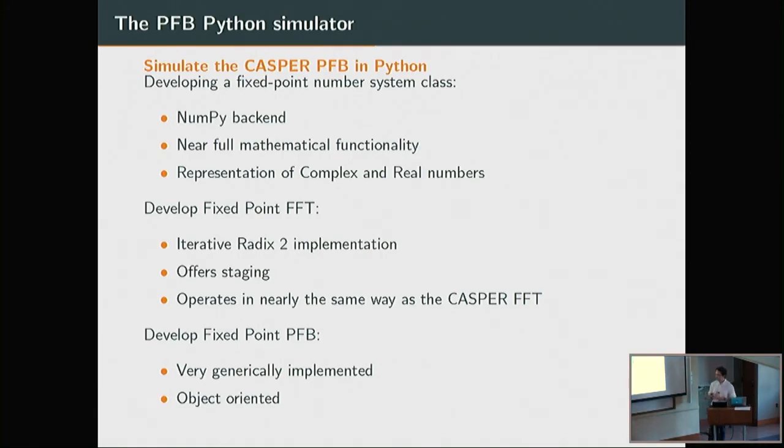It's an iterative radix 2 implementation. It allows for staging, so you can watch the signal propagation through every stage of the FFT. And it operates in nearly the same way as the CASPER FFT. There are some discrepancies which affect the power levels, but bitwise, it's accurate. What I then did off of that is take it a step further and develop a fixed point polyphase filter bank. And this is very generically implemented. You create it as an object, you give it your parameters, and you run it on some data, and it's 3 lines of code, and you have a spectrum.